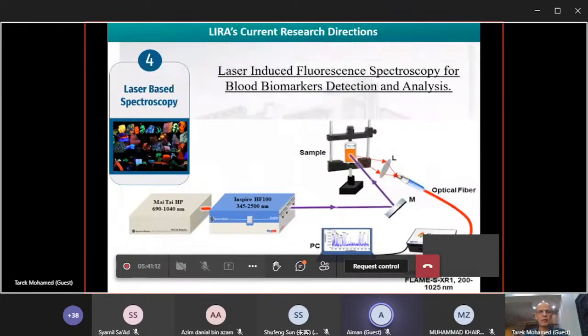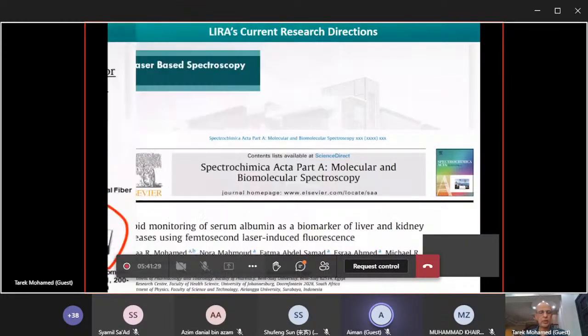Here is the setup for laser-induced fluorescence spectroscopy for blood biomarkers. So the femtosecond laser pulses come here and go to the sample, and we can detect the emission from the sample, and we analyze this. We could know exactly the concentration and the biomarkers. And we published this article, rapid monitoring of serum albumin as a biomarker of liver and kidney disease using femtosecond laser. It is new, such work was not done before.